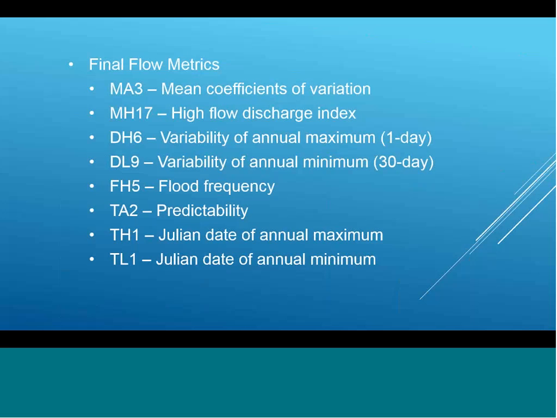And so this is the final candidate set of 8 flow metrics. We have a couple that look at magnitude, both average and high flows, some looking at high and low durations, flood frequency in terms of the frequency variables, and a number looking at timing, both predictability and the date during the year of the annual maximums and minimums. The rate of change variable actually dropped out once we used this variance inflation factor. Next slide.